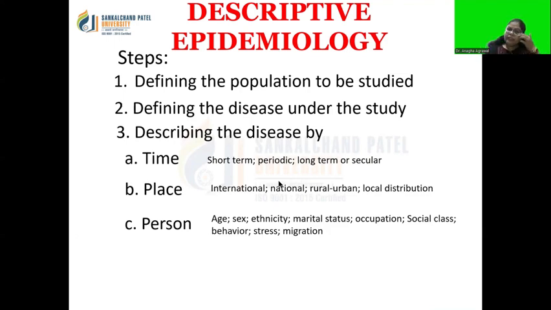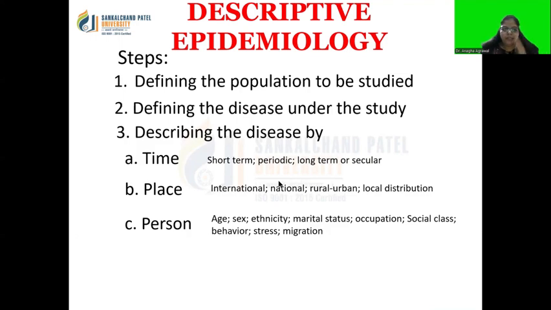Second is defining the disease under study. Once the population is defined, you have to define your disease. That means you have to have an operational definition, which says how much you will consider as disease and how much you do not want to consider as disease. This is not the actual definition which is given in the book, but a definition created by you so that you can have proper cases in your study.